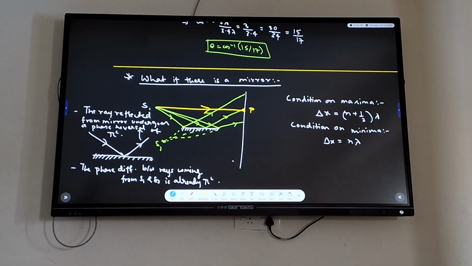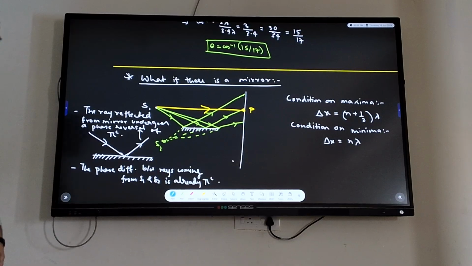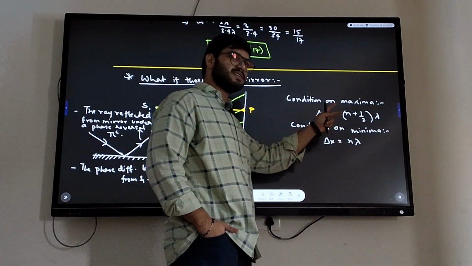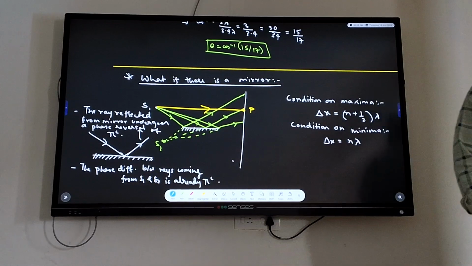How many of you don't understand it? Do you understand that there will be a phase reversal? Do you understand that under phase reversal the conditions get interchanged? That is just what I have written, nothing else.